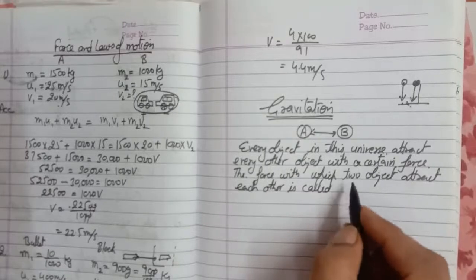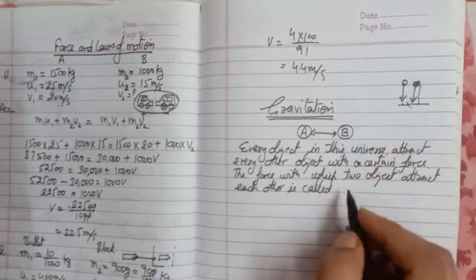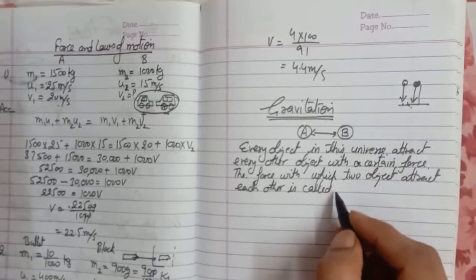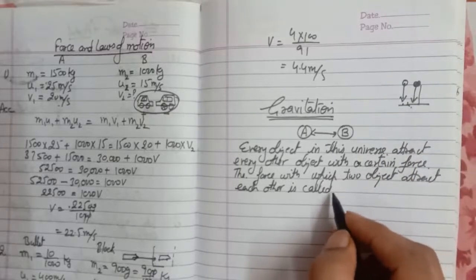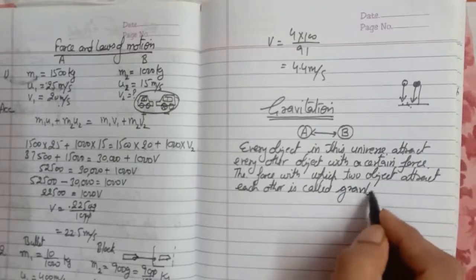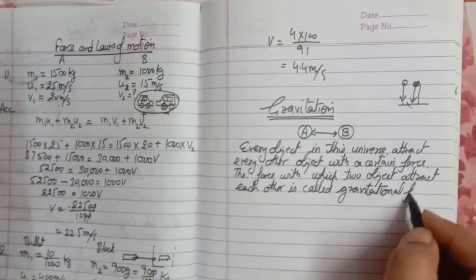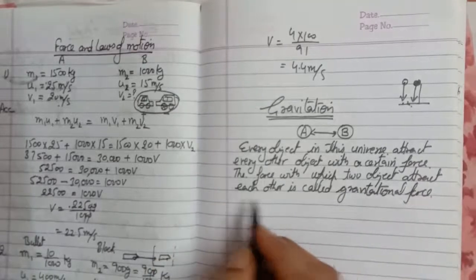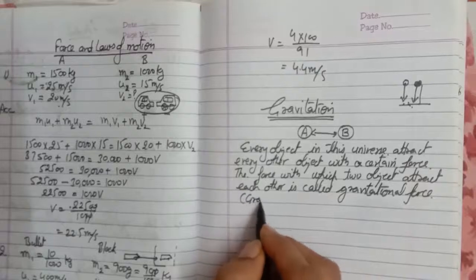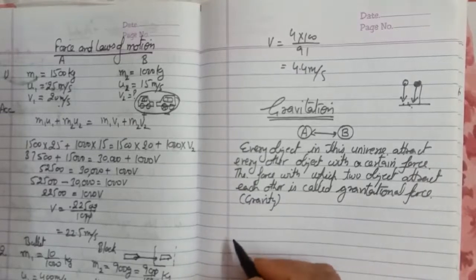So it's not necessary that gravitational force is only exerted between the earth and the objects. It is experienced by all the objects in the universe. It is called the gravitational force, or gravity. It is also called gravity.